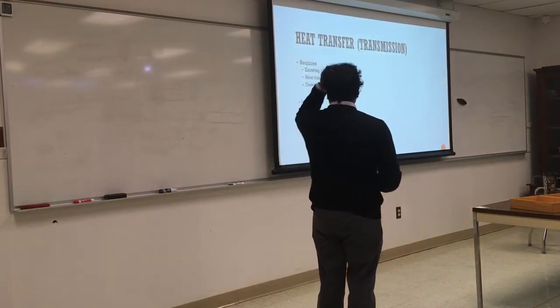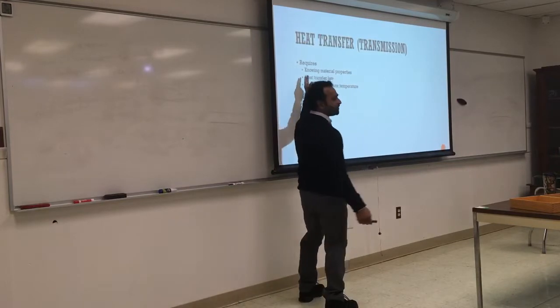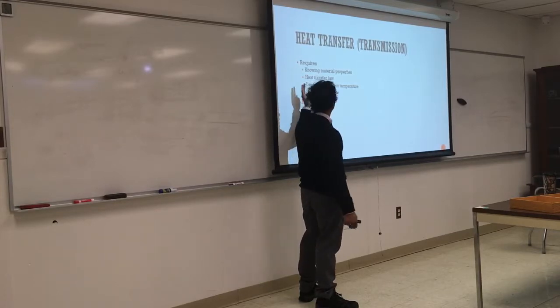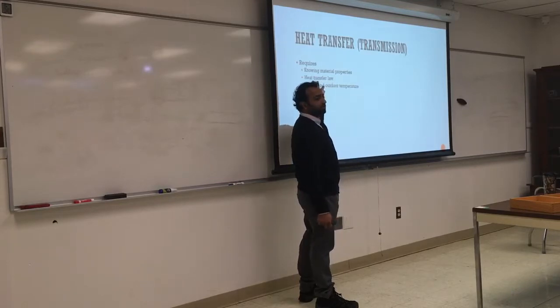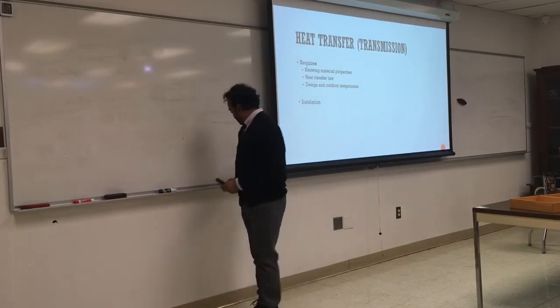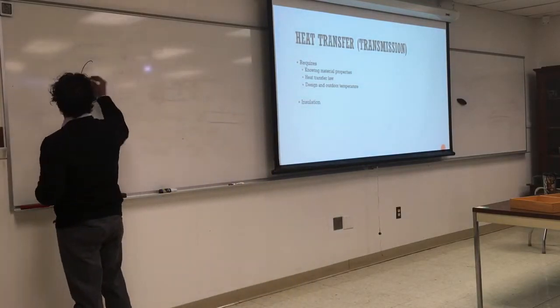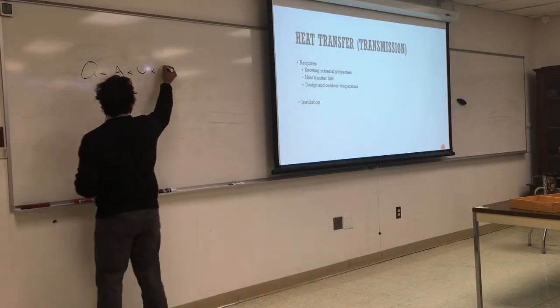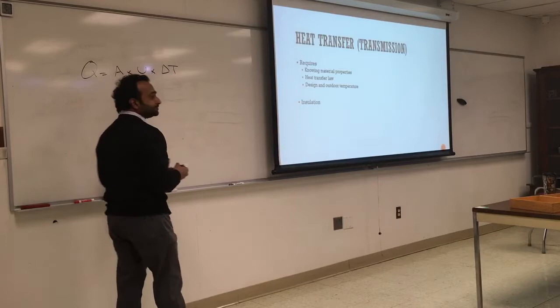So for heat transfer, we have to know the material properties. What is it? Is it wood? Is it concrete? What kind of insulation is there? Material properties are important to know how the heat is going through the wall. And we need to know the heat transfer law, which is what? Somebody, what is the heat transfer through a wall equation? Q equals the area times U times the delta T.